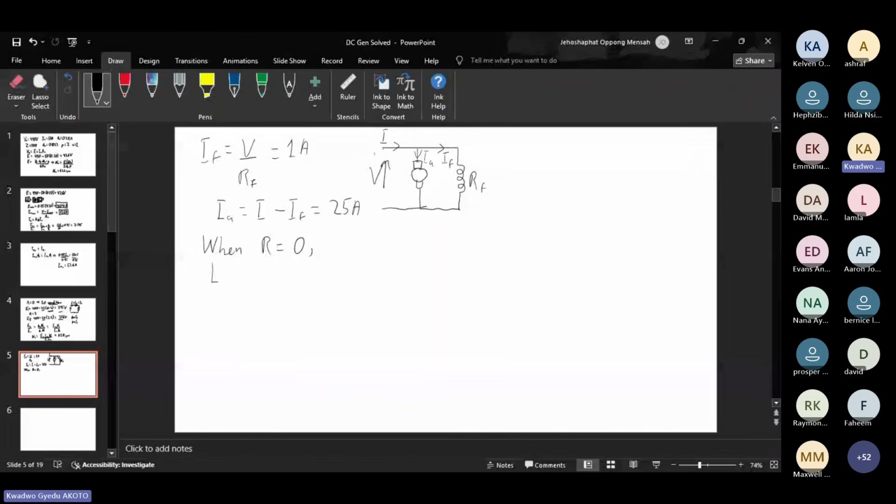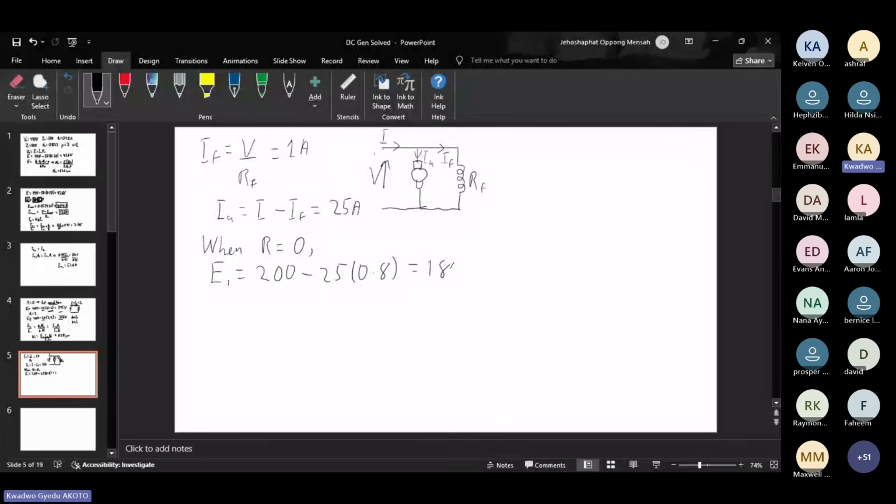Our E is going to be V, which is 200, minus IA, 25, RA, 0.8. So we have E here being 180 volts, right?